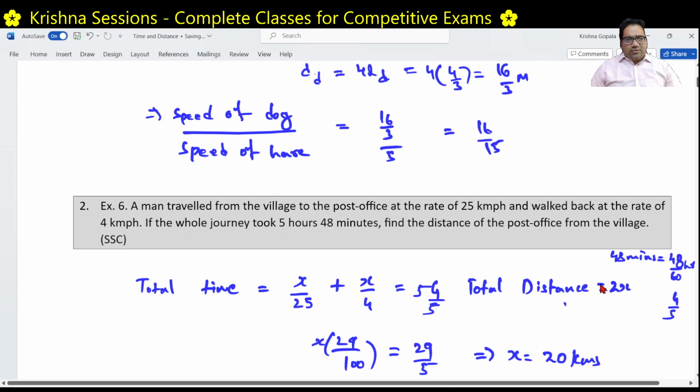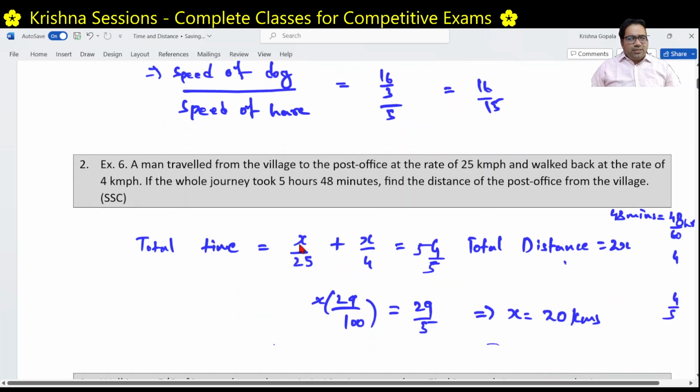This is the total distance. Total distance is 2x. Let's assume forward is x, reverse is also x, total is 2x. Now, what does this mean? x by 25 plus x by 4, which is equal to x into 29 by 100, is equal to 5 and 4 by 5. What is this? This is also 29 by 5. What does that mean? x is equal to, 29 will get cancelled, 100 by 5, is equal to 20 kilometers.